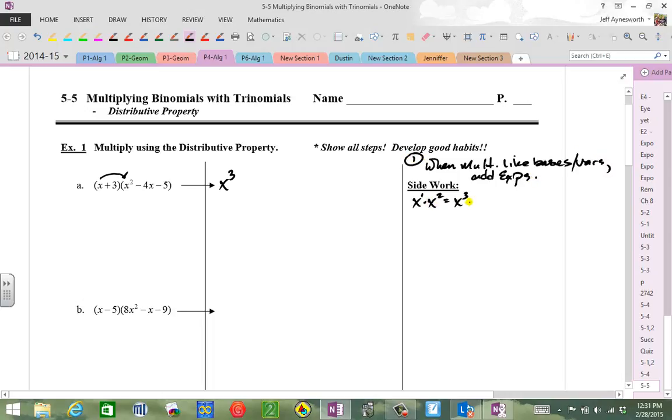X times x squared gives you x cubed. 1 plus 2 is 3, obviously. And that should make sense because x squared is x times x. So really what you're doing here is multiplying 3 x's together, and that's why you have x cubed. So x times x squared is x cubed.